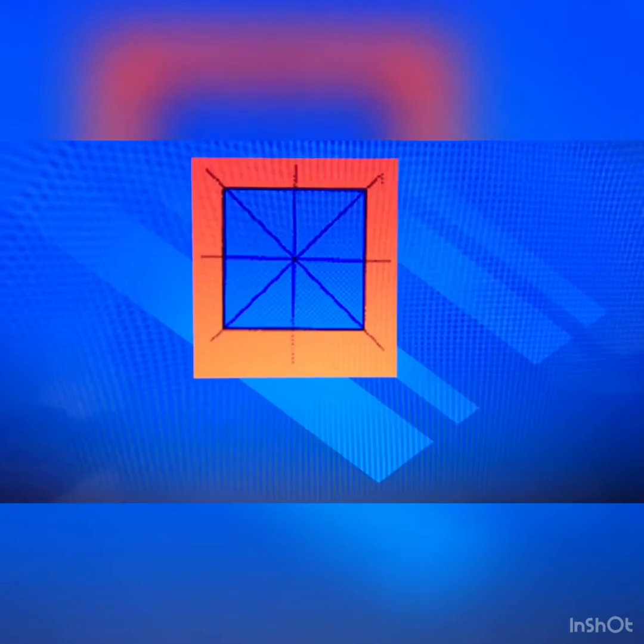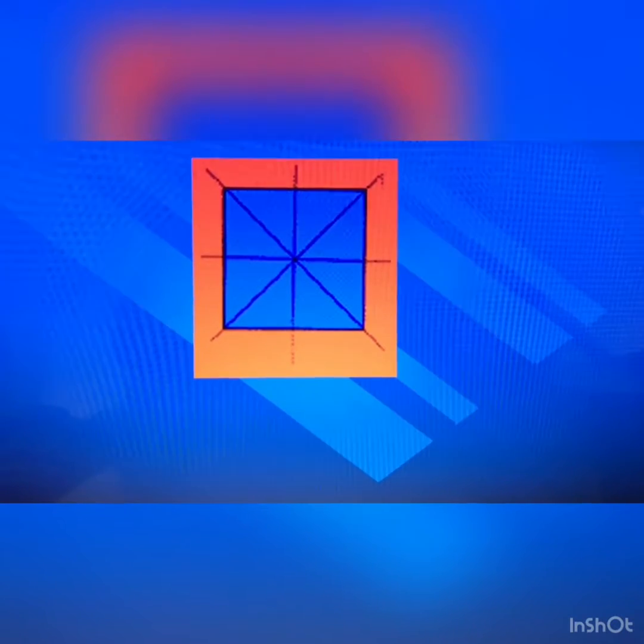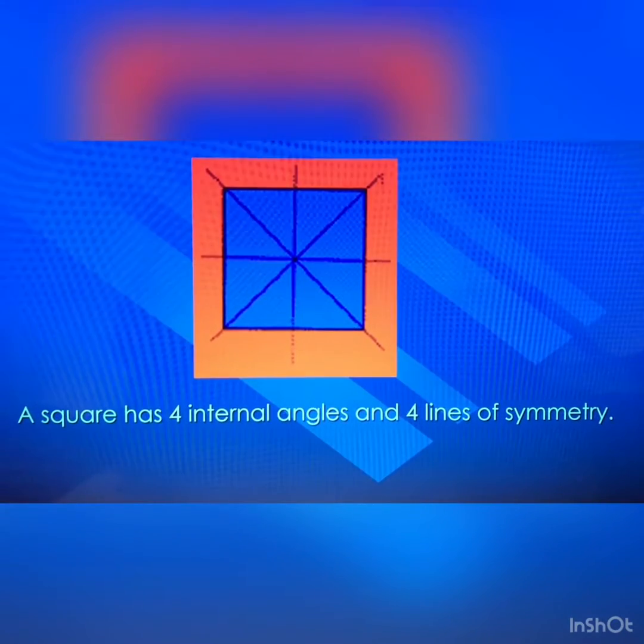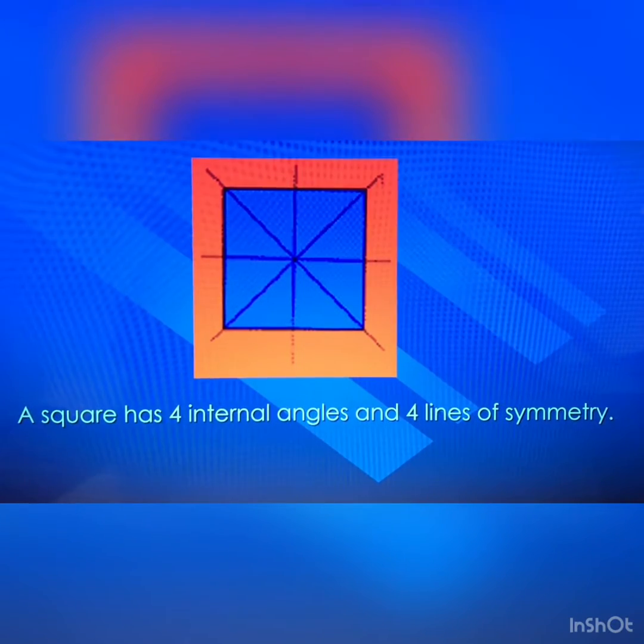This is a square, and you can see here in this square there are 4 lines of symmetry, number 1 and number 2, and 2 along its diagonals. So there are 4 lines of symmetry of this square. A square has 4 internal angles and 4 lines of symmetry.